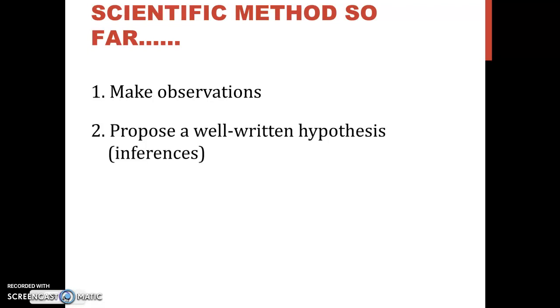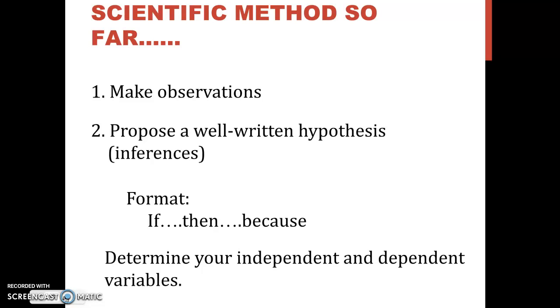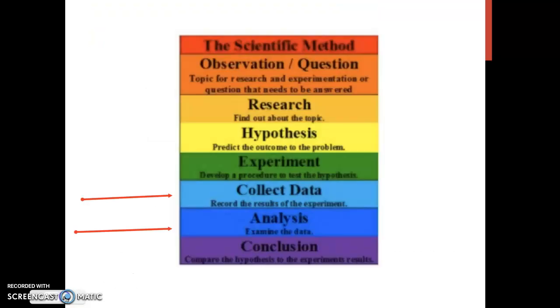In your previous science classes, you've probably talked about the scientific method. And so far, we've talked in class about how to make good observations, recording everything that we can see with our eyes directly. We've reviewed how to write a well-written hypothesis, and we've talked about inferences. The format that we're using in class is the if, then, because. So we want to make sure when we write our hypothesis statements that they include all of them. We also want to determine your independent and dependent variables.